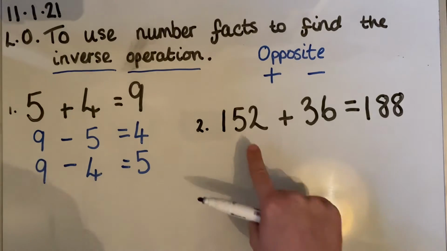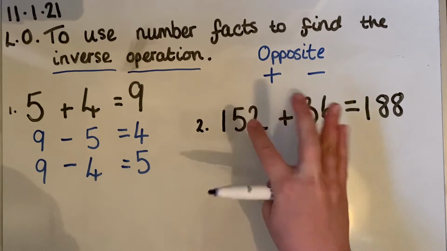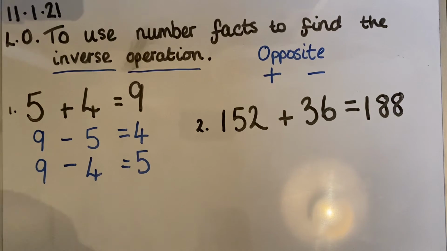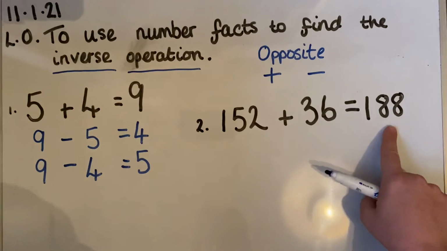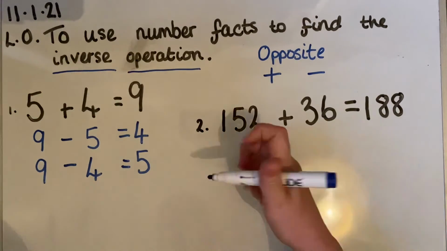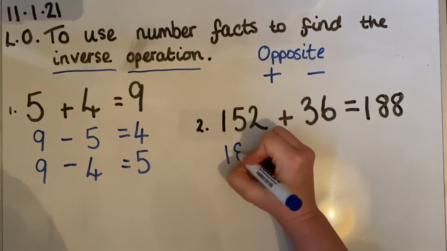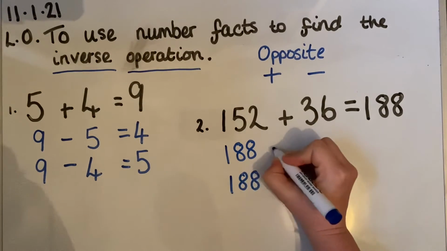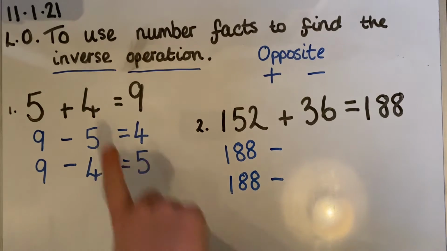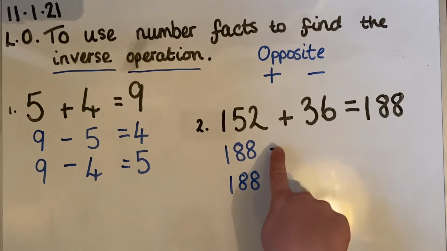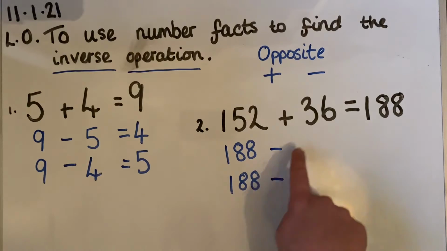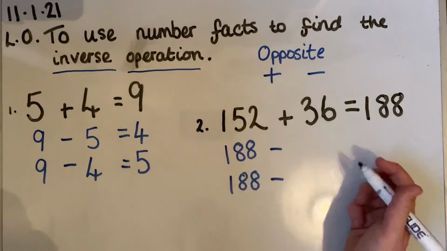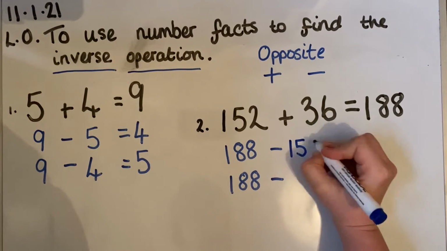So remember, when we're adding, our numbers get bigger because we're putting them together. So our biggest number goes on the end. When we're taking away, our numbers get smaller. So our biggest number needs to go at the start. And remember, our inverse operation to adding is taking away. We can always find two sums from our one sum. So 188 take away 152.